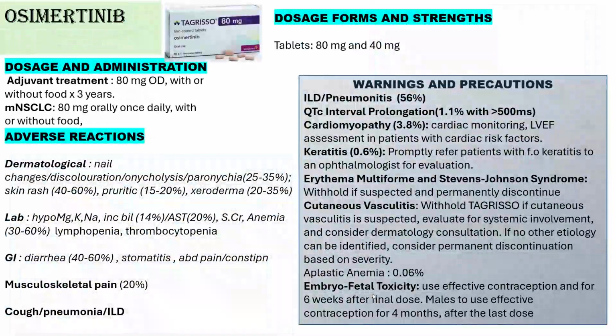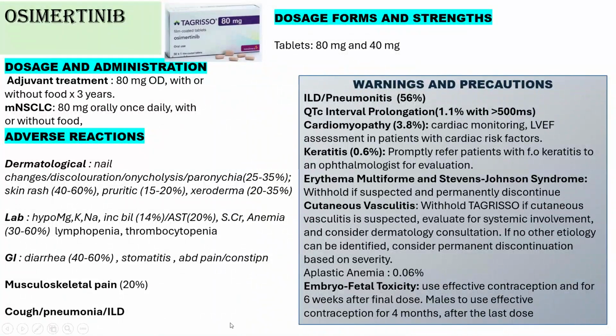Then we come to osimertinib. As I told, it was designed to target the T790M mutation. So it is a very highly selective drug. That is the reason, despite being a third generation, the side effect profile is very good. The side effects are very low.